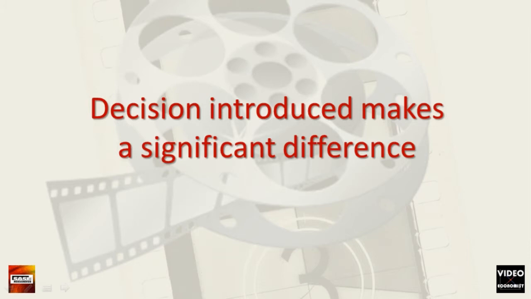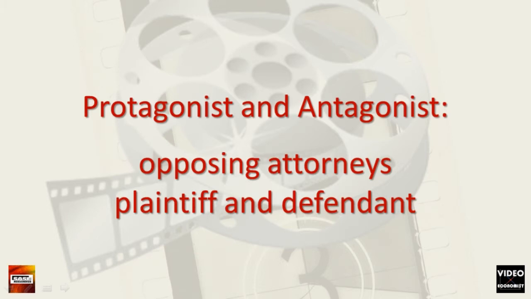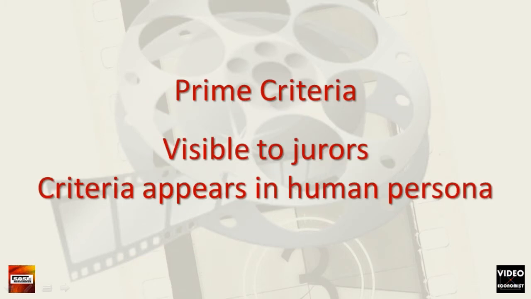Let us consider the main courtroom characters for a moment. Sometimes, the opposing attorneys take the roles of protagonist and antagonist. In other cases, the principal clients fill these roles. In seemingly clear-cut cases, the plaintiff might assume the mantle of protagonist while the defendant is cast as the antagonist. In other cases, the plaintiff and the defendant alternate roles, depending on which version of the truth is being told. Each of them plays the antagonist to the protagonist of the other. On occasion, each role is shared by the attorneys and their respective clients. In matters of estates, the attorney may stand in for the deceased. However, the prime criteria are that the protagonist and antagonist are visible to the jury and that each appears in human persona.